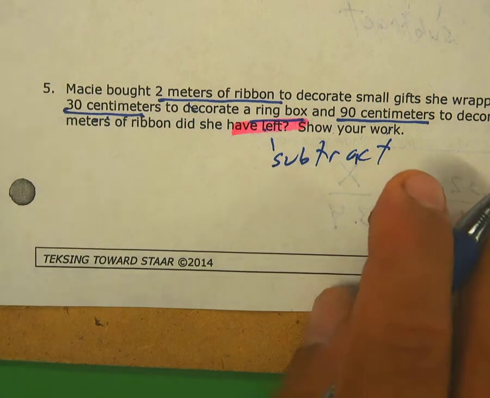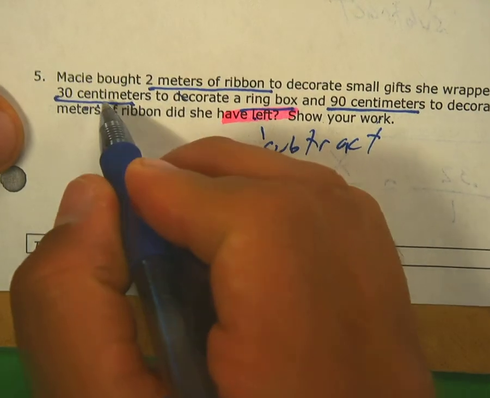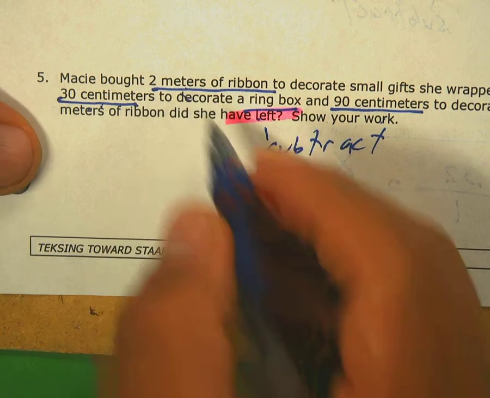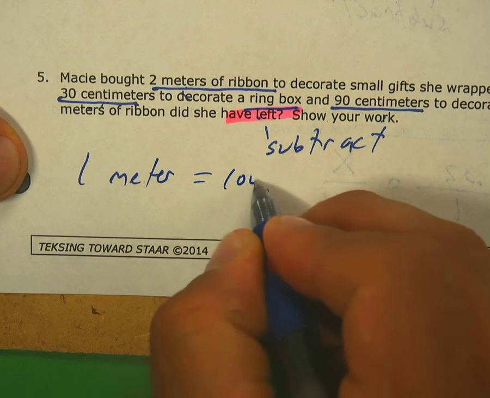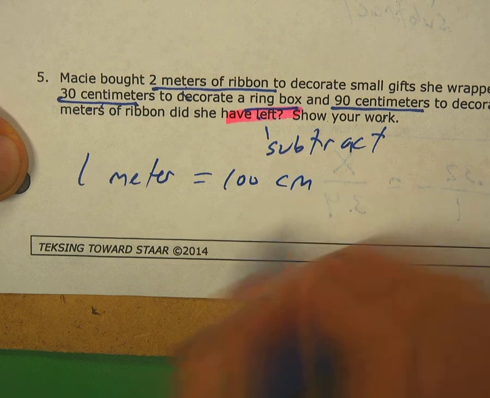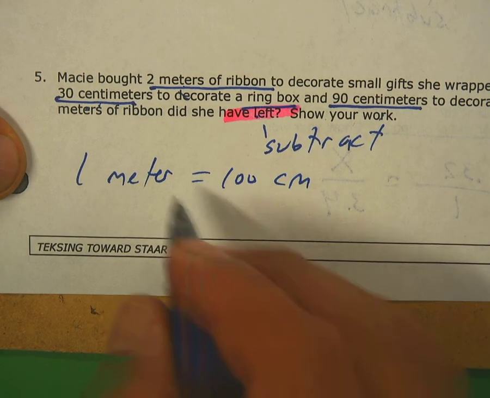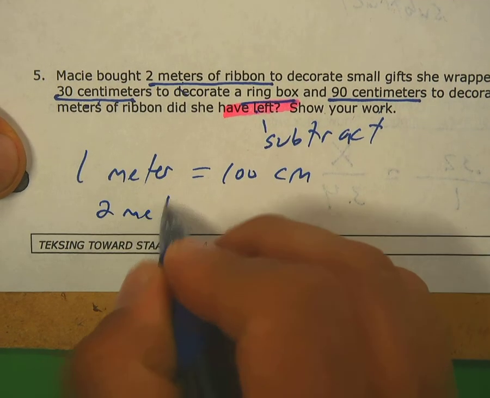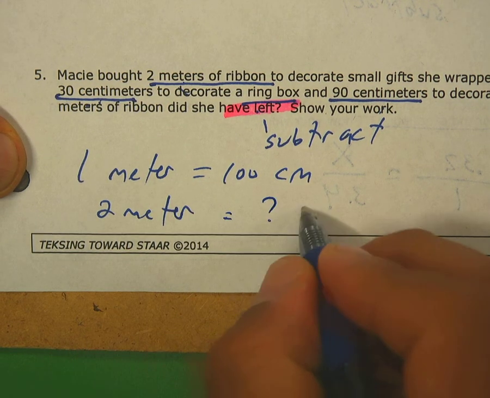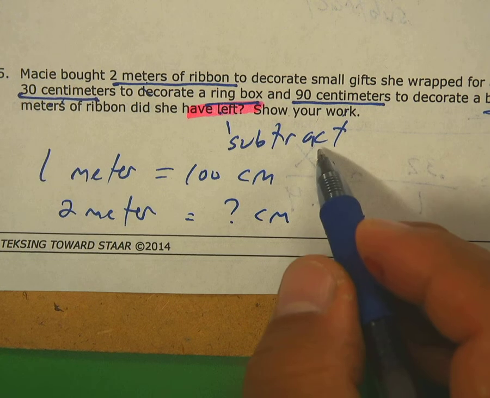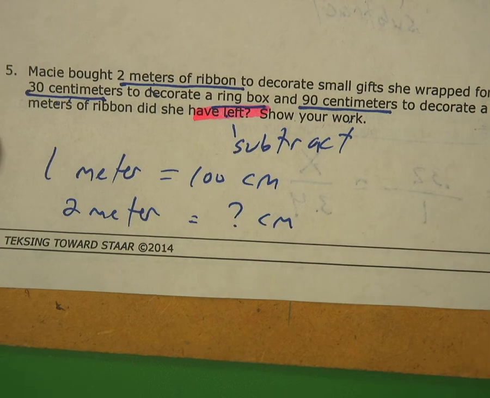So first of all, you gotta think, you used centimeters, but you bought meters. Well, 1 meter is equal to 100 centimeters. So think there, 100 centimeters. You bought 2 meters. You bought 2 of these. So how much do you have in centimeters? And then don't forget, you gotta subtract from what you have and from what you used.